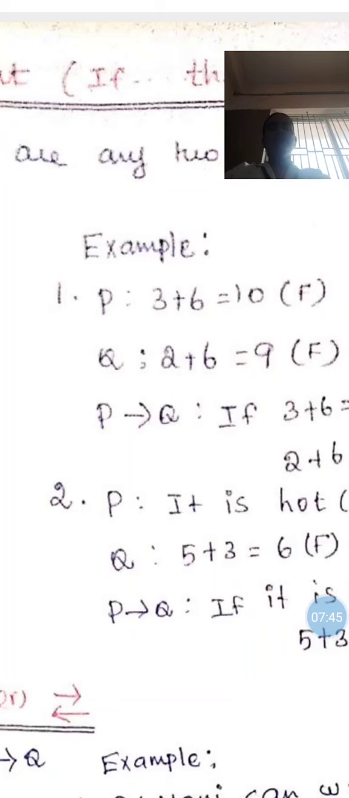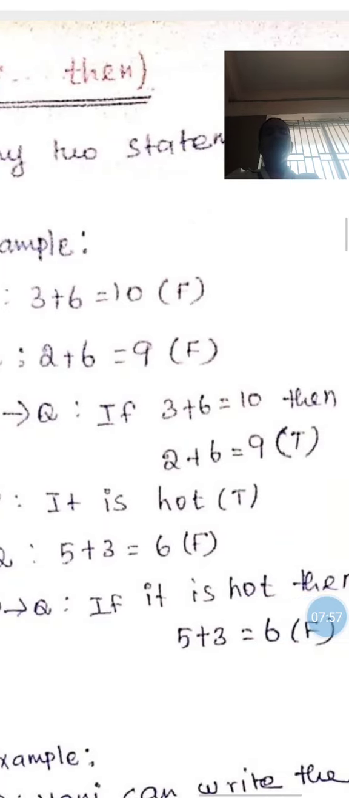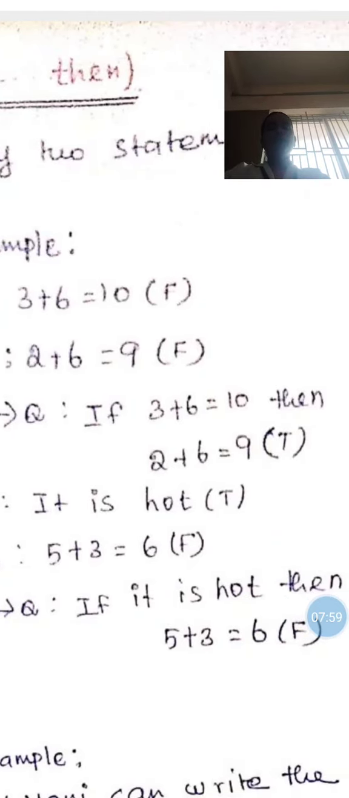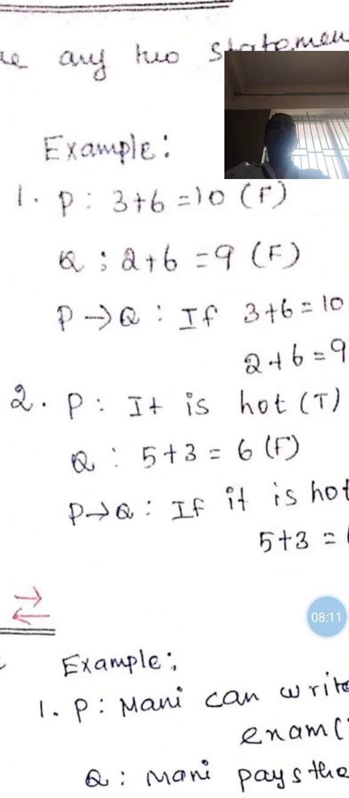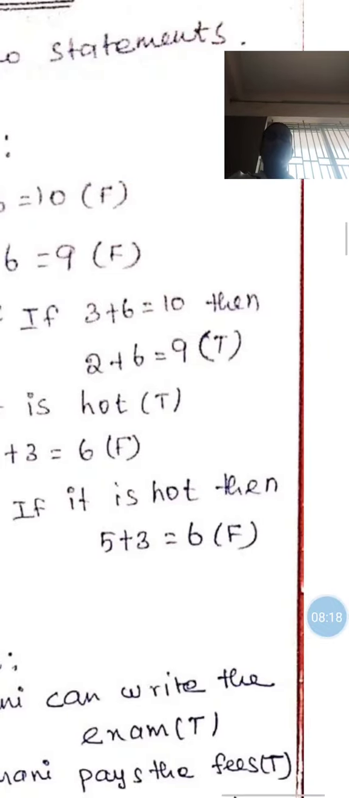The example: if we take P, that is 3 plus 6 equal to 10, this is a false statement. And Q, 2 plus 6 equal to 9, this is also a false statement. Then P conditional Q, if 3 plus 6 equal to 10, then 2 plus 6 equal to 9, is a true statement. Then if we take the proposition P, it is hot, which is a true statement. Then Q, 5 plus 3 equal to 6, is false. Then we have P conditional Q is false.